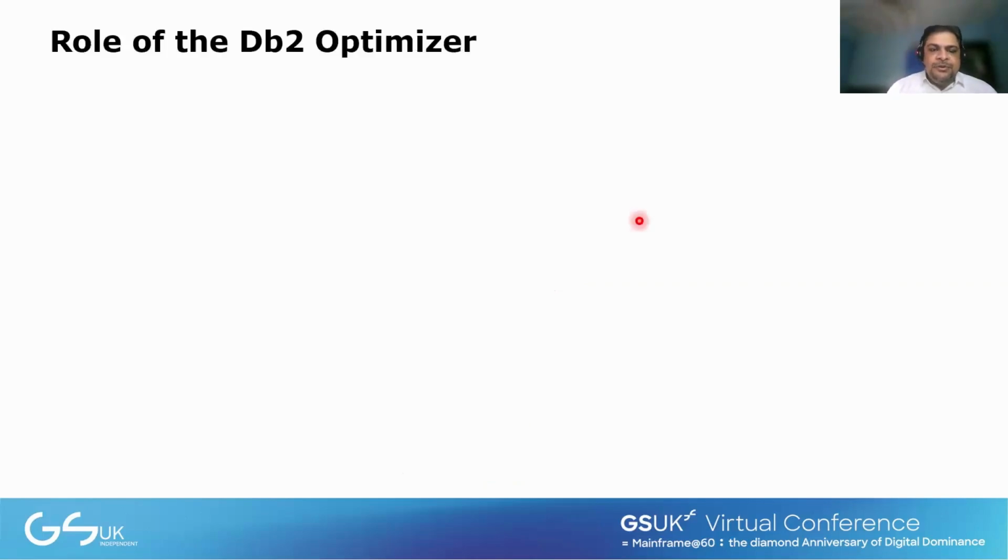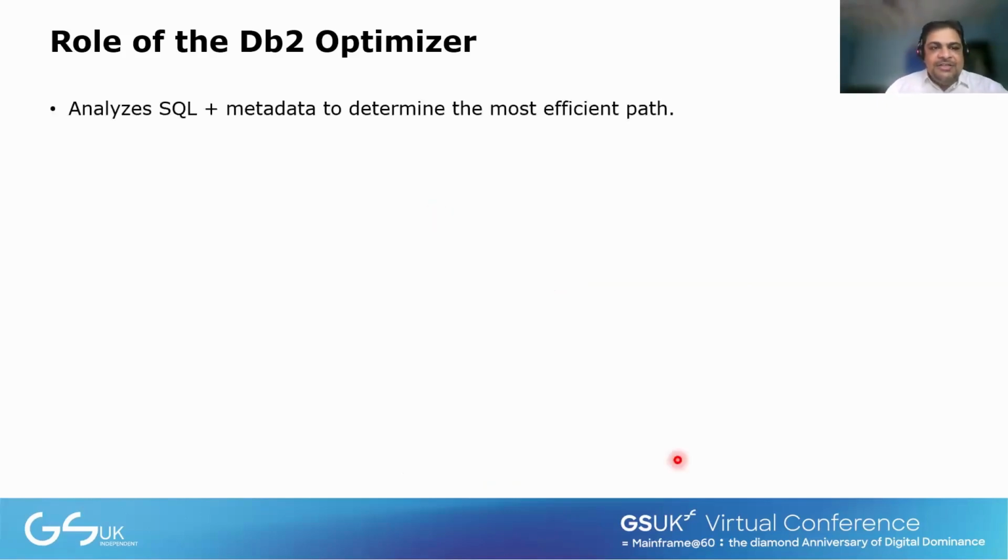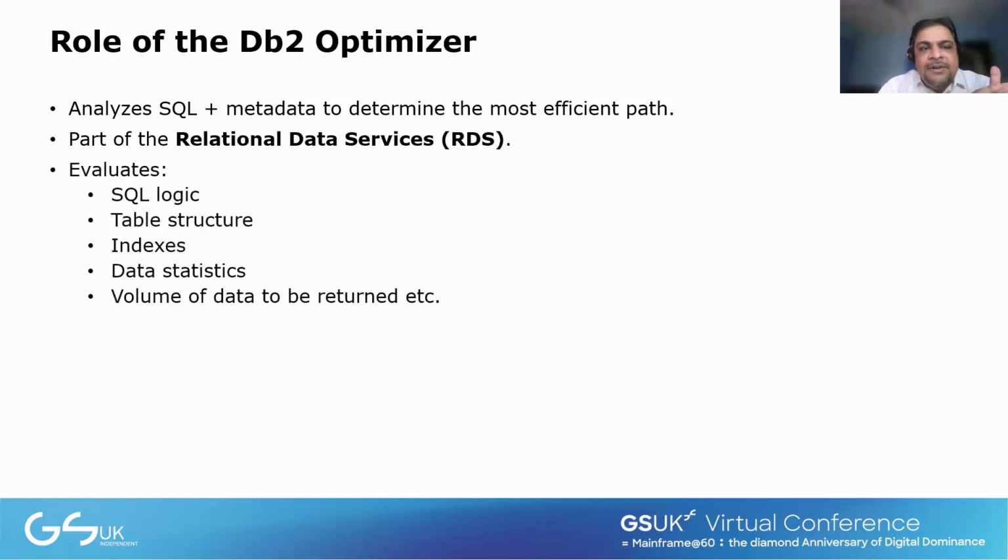So when I say DB2 decides how to fetch your data, basically there is an engine inside DB2 called the optimizer, and the optimizer is the engine which determines what is going to be the access path to fetch that data. The role of the DB2 optimizer is to analyze your SQL. Also, there is some metadata used to determine the most efficient path. The optimizer gets multiple access paths, and then it will choose the best one.